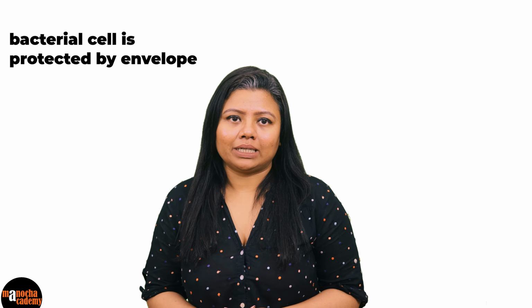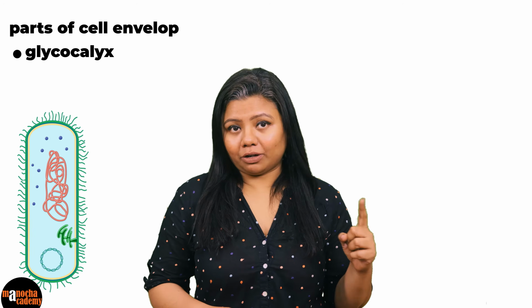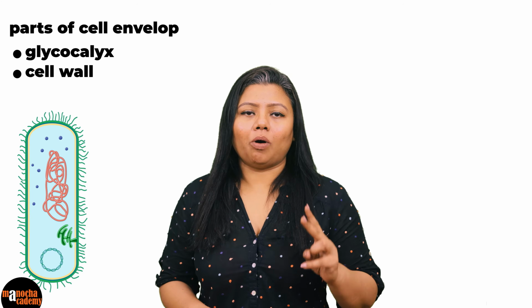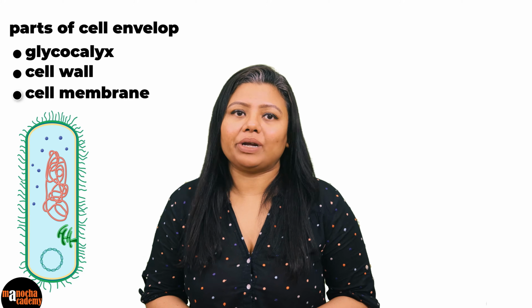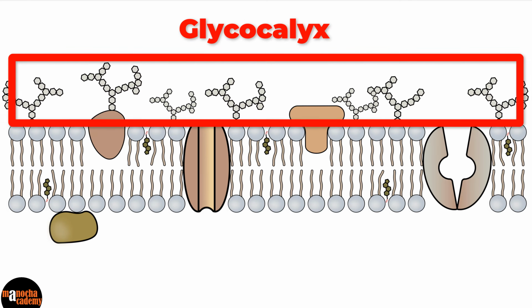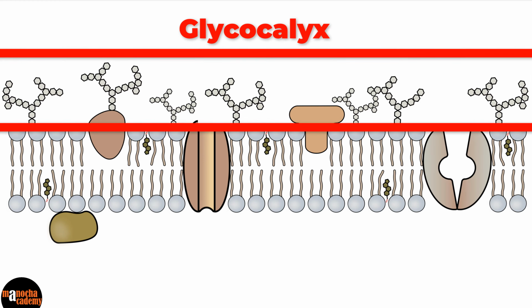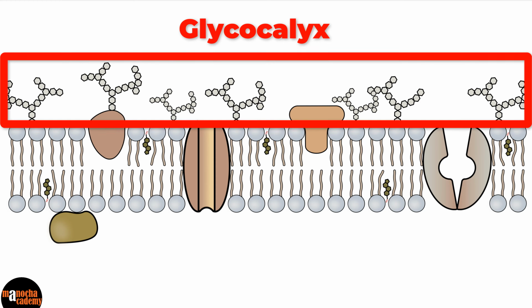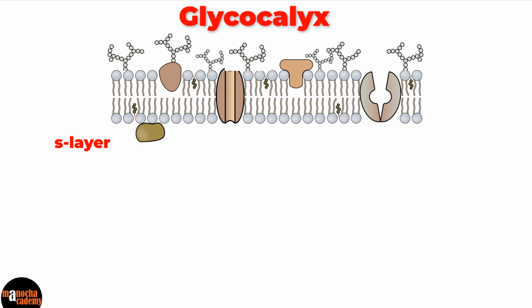A bacterial cell, like any other cell, is protected by an envelope. The cell envelope in case of a bacterial cell consists of three parts: the outermost glycocalyx, the cell wall and the innermost cell membrane. The glycocalyx is a layer which consists of two parts, the inner S layer and the outer layer of mucilage. The inner S layer is made up of proteins and several other chemicals.